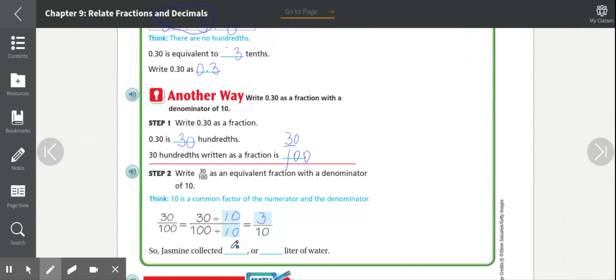So Jasmine collected either 3 tenths as the fraction or 3 tenths as a decimal. Let's try a few more. Okay, let's try another one.